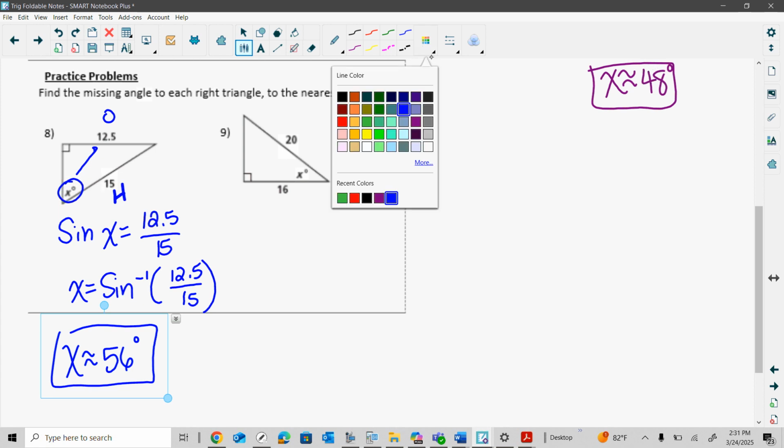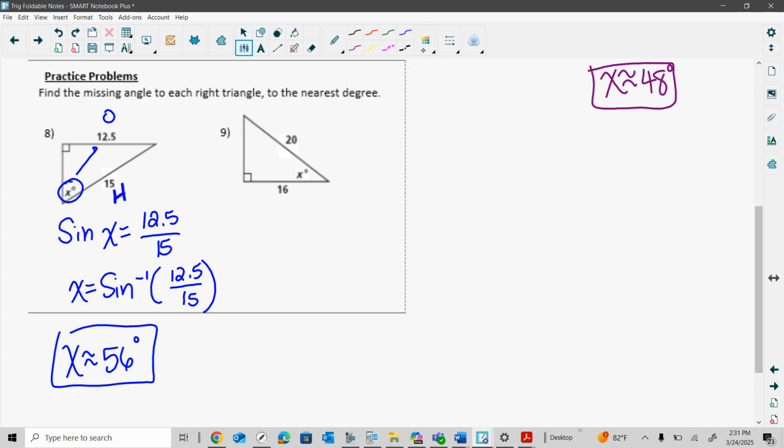Same process. We're going to start off with circling our reference angle, then labeling our sides. Based on here, what are we labeling the 16 as? Adjacent, correct. And then what do we label the 20 as? H, yeah, for hypotenuse. So what trig function deals with adjacent and hypotenuse? See if you can come up with writing the trig equation and then coming up with the inverse to get to your solution.